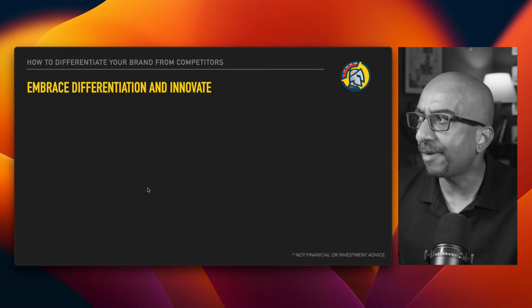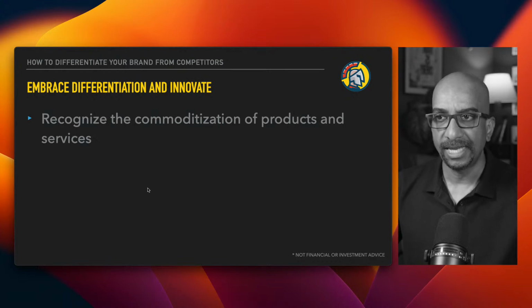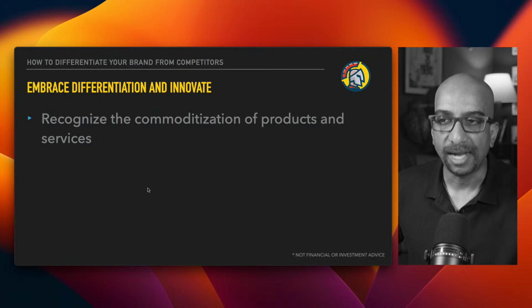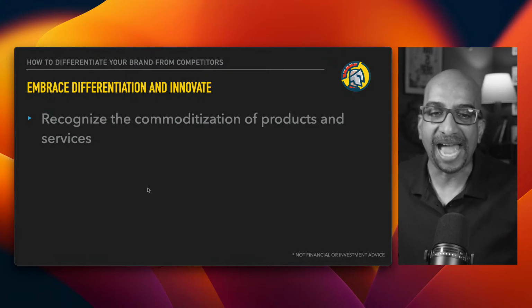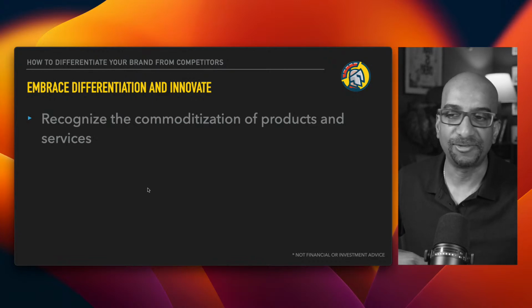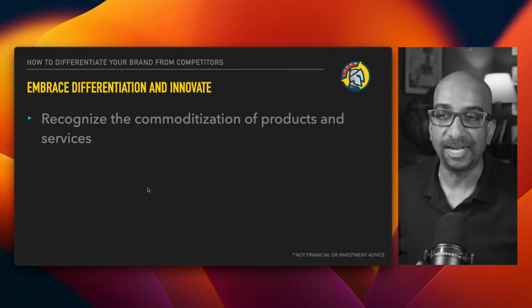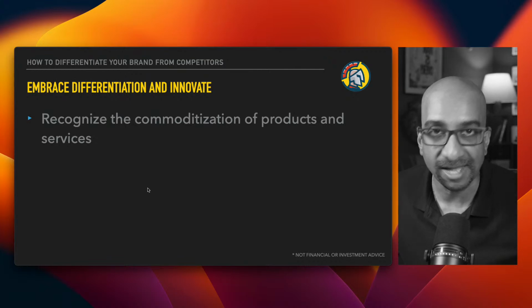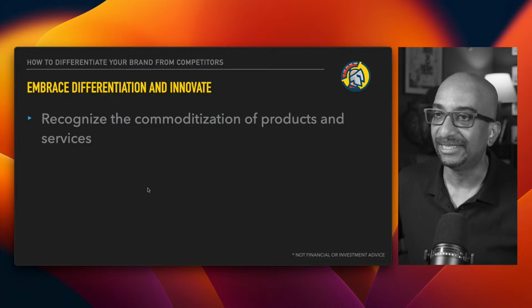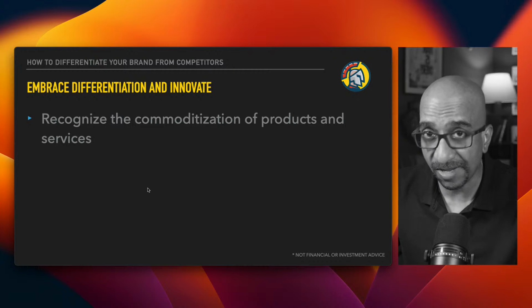Okay, embrace differentiation and innovate. Recognize the commoditization of products and services. So, whatever it is that you're providing, you can bet that it is commoditized, right? It is a commodity. Except if you're an artist and you're creating hand drawn sketches, blah, blah. Even that is almost getting commoditized now. If you're Rihanna, yeah, maybe. All right. So unless you're Rihanna or Beyonce or someone like that, or Salvador Dali, rest assured, whatever you're producing, it's not unique. It is commoditized. So, first step, recognize that.